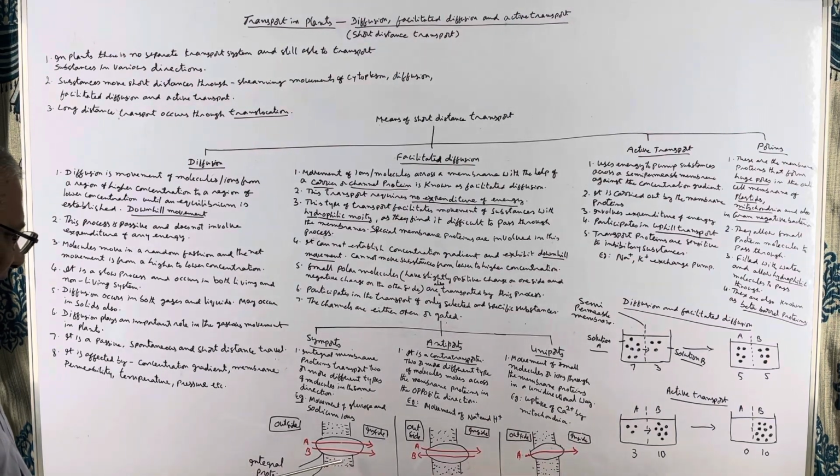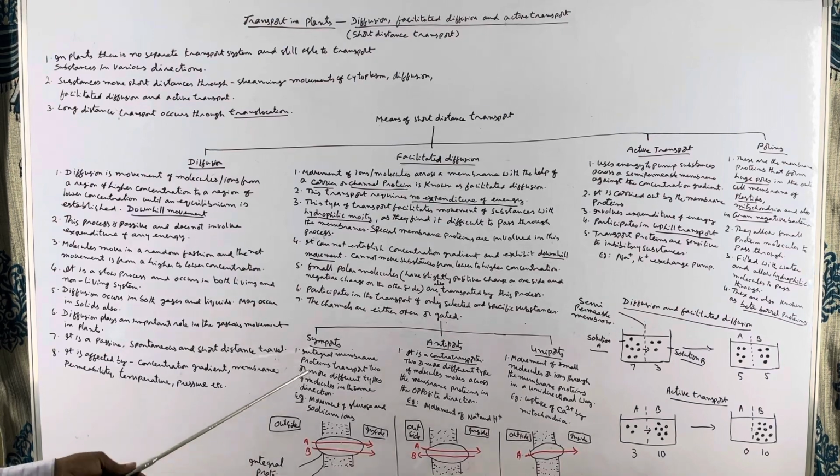This is the cell membrane. This is the integral protein. And these are substances A and B. Here what happens is, both the substances A and B travel together from outside into the cell through the carrier protein. So in the case of symport, two or more different types of molecules travel together through the carrier protein that is located in the cell membrane. Example, movement of glucose and sodium ions across the cell membrane.